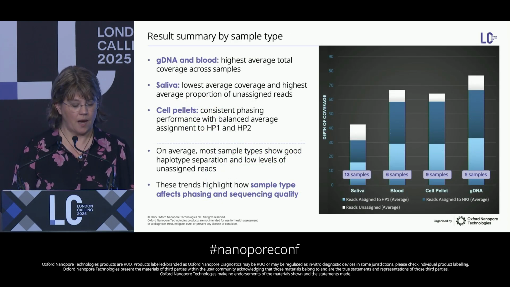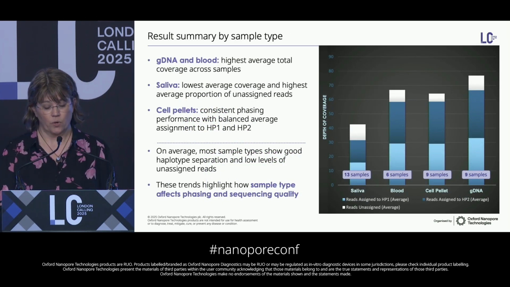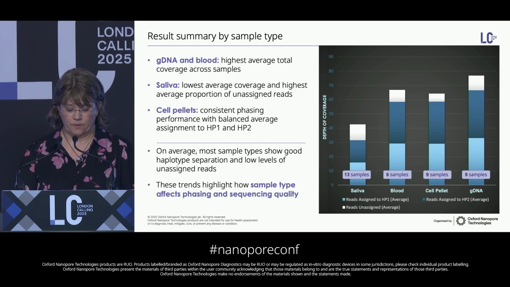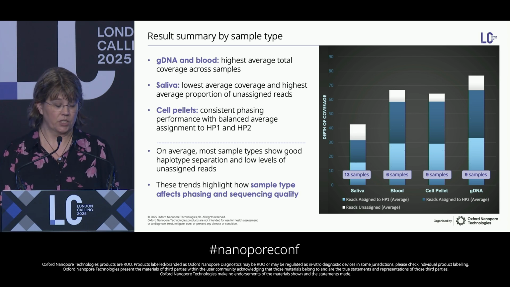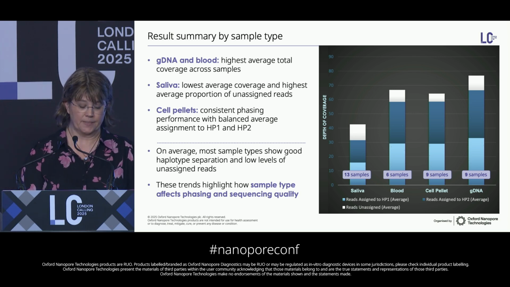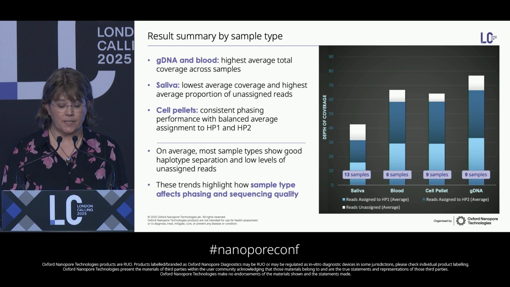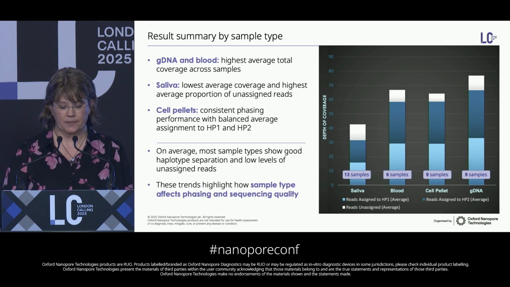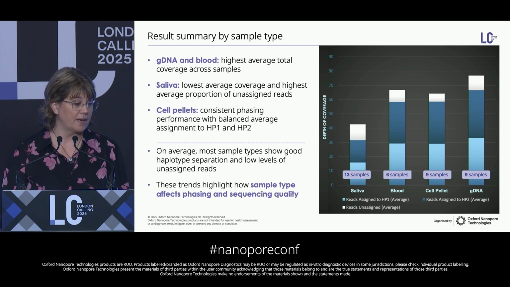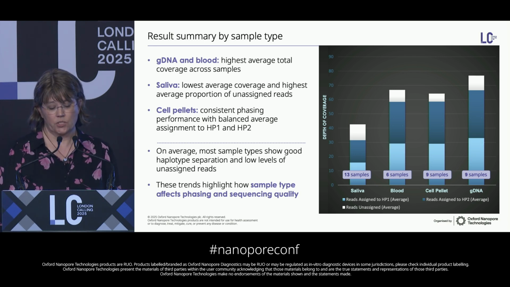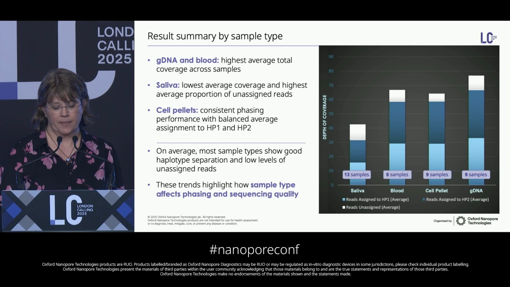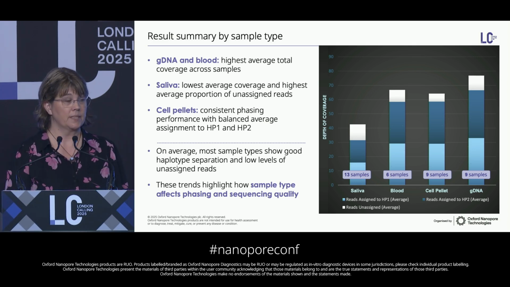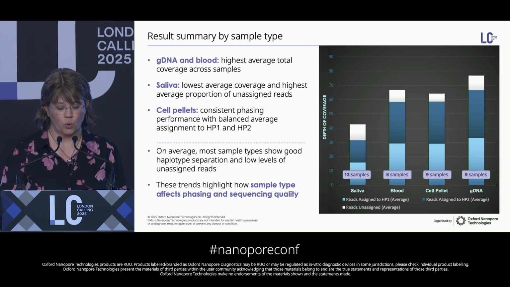This chart shows how different sample types performed in terms of coverage and haplotagging. Blood, genomic DNA, and cell pellets all showed good coverage and phasing with balanced haplotype assignment. Saliva samples had lower coverage and more unassigned reads, consistent with their higher variability and shorter fragment profiles. Overall, these trends underscore how sample type impacts both sequencing quality and phasing success and why we adapt our extraction and cleanup methods accordingly.